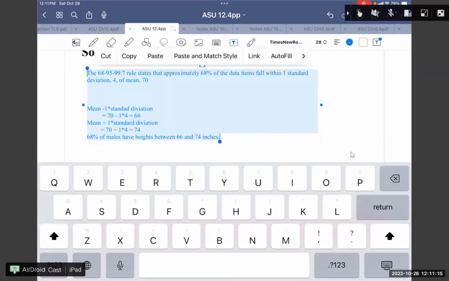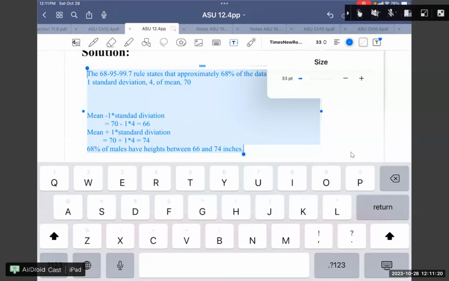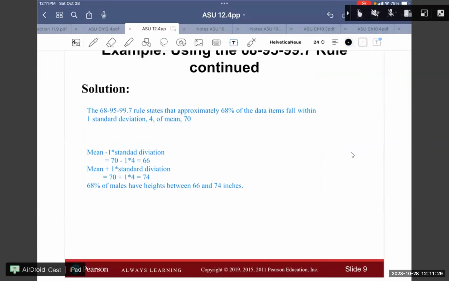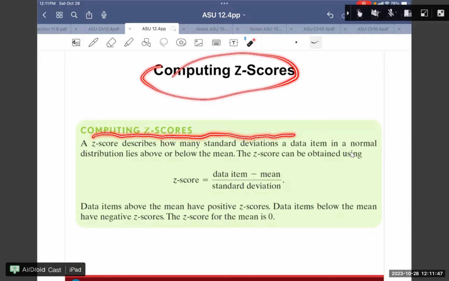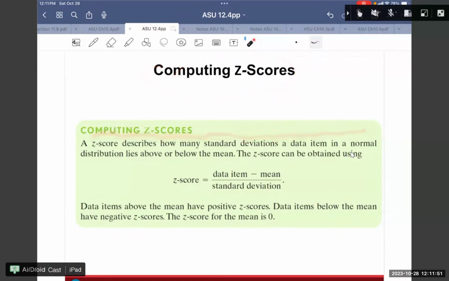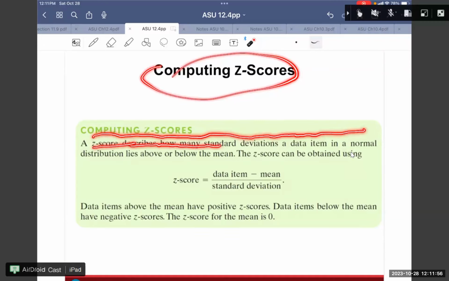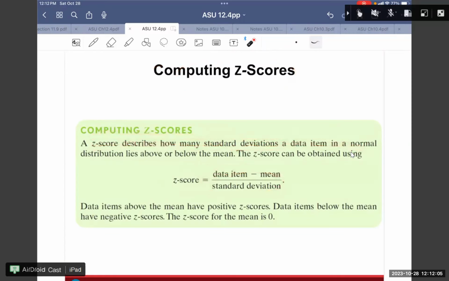So let me try to highlight this. Let me make it a little bit bigger. Okay. So you will see this and compute the z score. A z score describes how many standard deviations a data item in the normal distribution lies above or below the mean. The z score equals data item minus mean over standard deviation. Data items above the mean have a positive z score. Data below the mean have a negative z score, and the z score of the mean is zero.